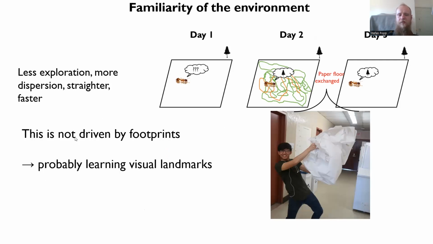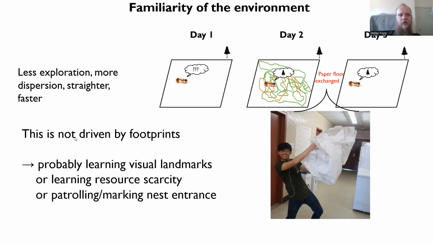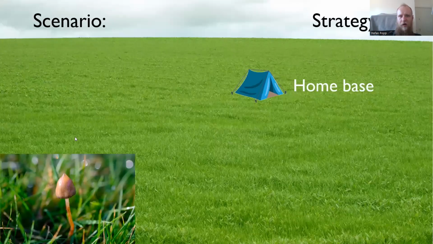So that means that they're probably learning visual landmarks, or they're learning the resource scarcity so that they don't have to go out as much, but they should search straighter, or they're patrolling or marking their nest entrance in the 1st day. This is the 3rd part.